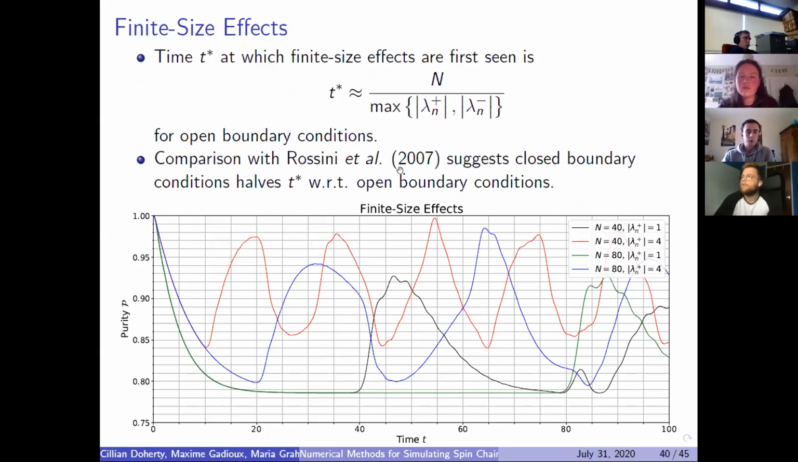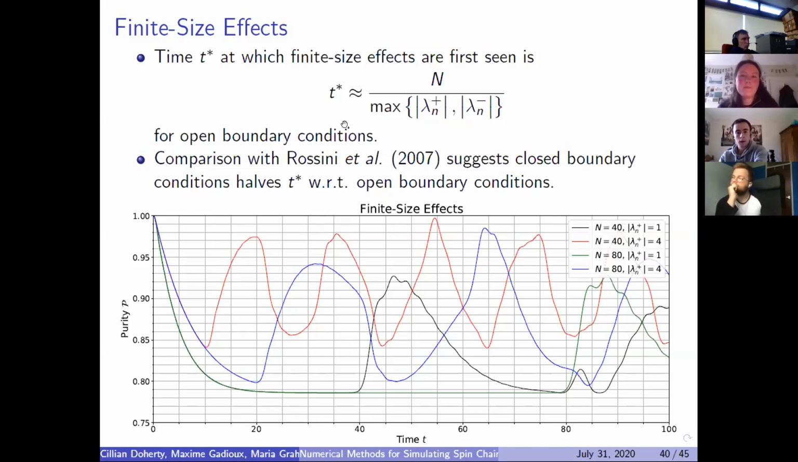So what can we conclude from this? Well, maybe we can think of these coupling constants as the speeds of transmission of information. When this is bigger, the information travels faster, and so reaches the end of the chain faster, and then reflects back and starts interfering with the incoming information, causing these effects. And for closed boundary conditions, the information can travel in two directions and meet halfway, which would explain the factor of 1/2 here.